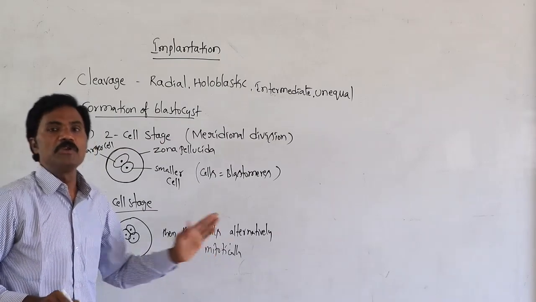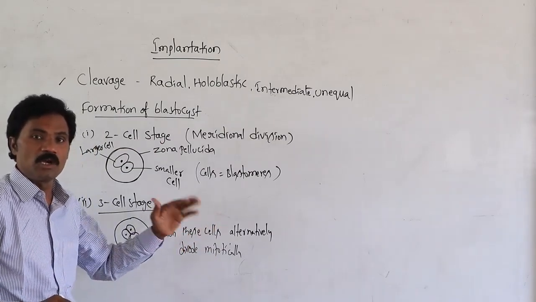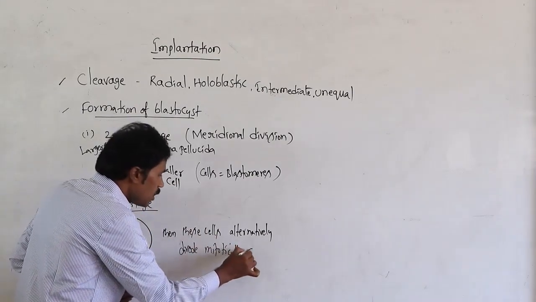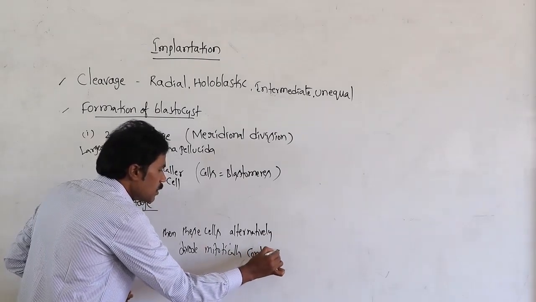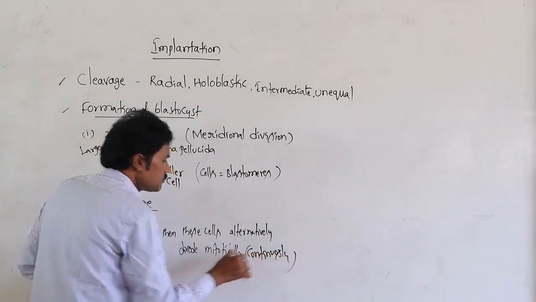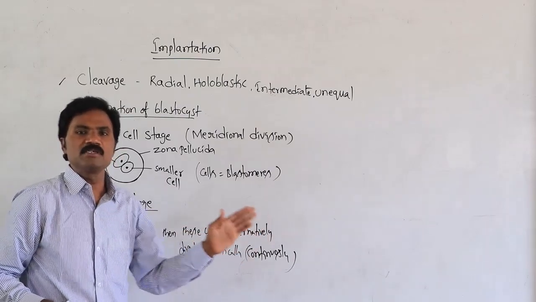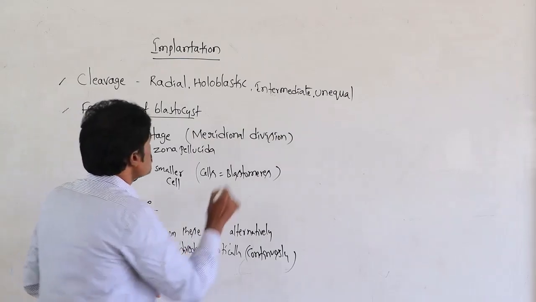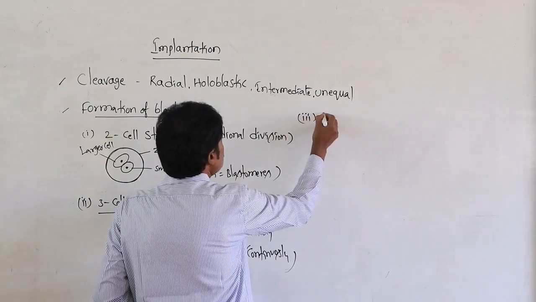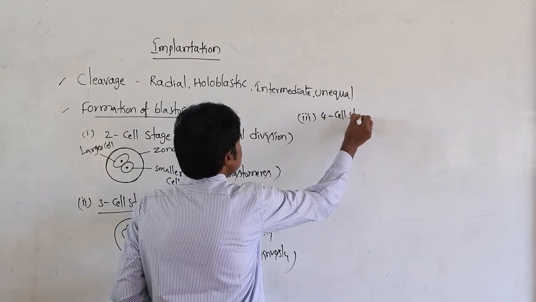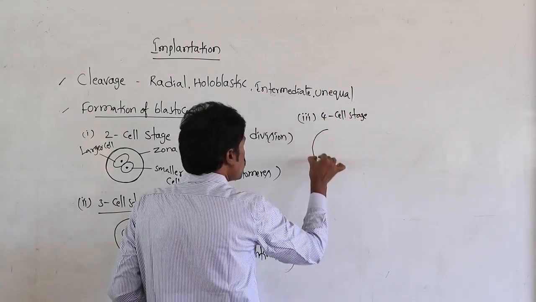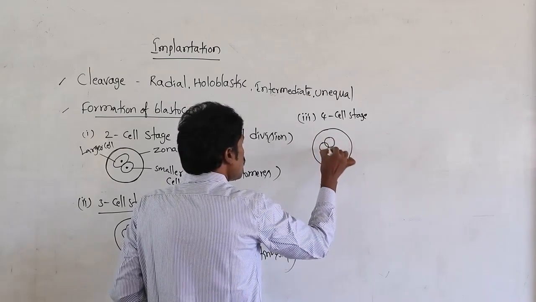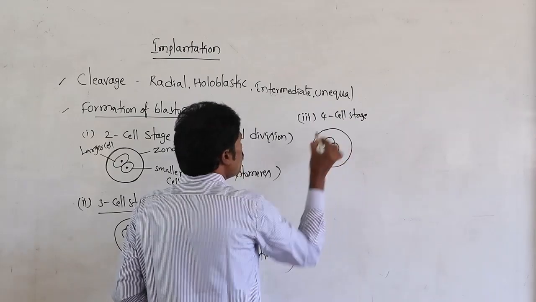But it is a continuous process. It may not be stopped. Only at the 3 cell stage it temporarily stops, and then mitotic division takes place continuously and a little bit faster, alternatively. After completion of the 3 cell stage, the 4 cell stage will be present. Then the zona pellucida will be present around that particular 4 cell stage.